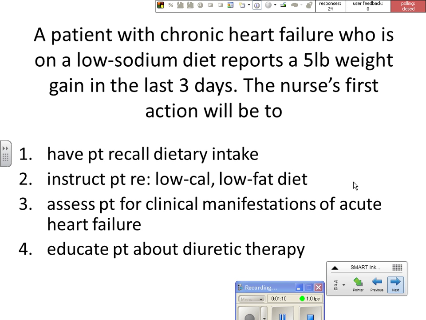So we have a patient with chronic heart failure who is on a low sodium diet, reports a 5-pound weight gain in the last 3 days. The nurse's first action will be to have the patient recall dietary intake, instruct the patient regarding low-cal, low-fat diet, assess for clinical manifestations of acute heart failure, educate the patient about diuretics.